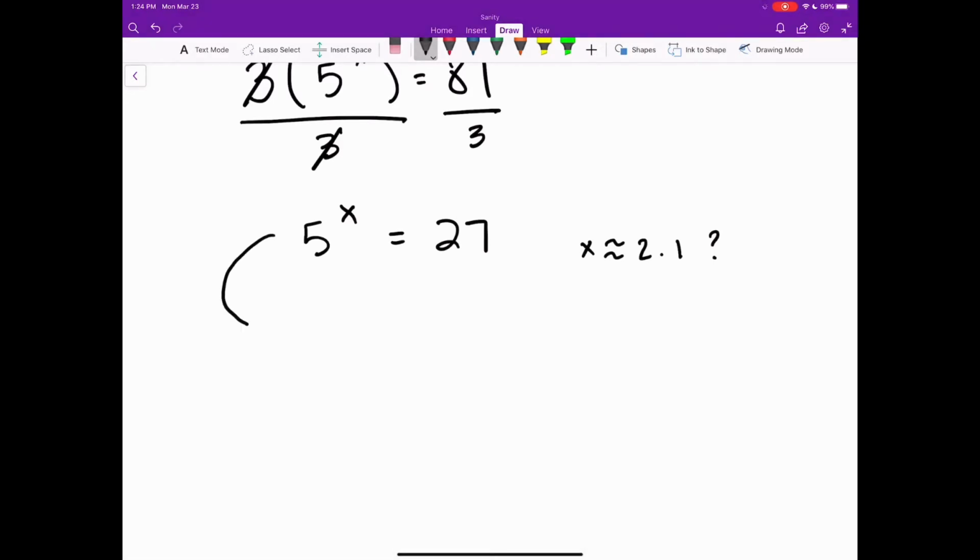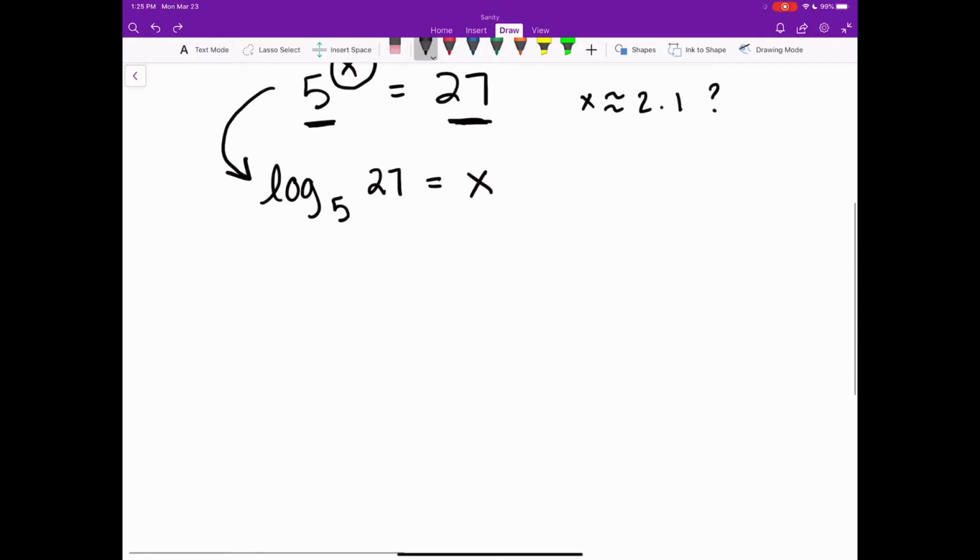All right. We're going to write this now as a logarithm equation. We can go back and forth between these exponentials and logarithms. So my base is 5, so log base 5 of 27 equals my exponent x, okay? What power do I need to raise 5 to in order to get 27? That's what we're really talking about when we have logarithms.